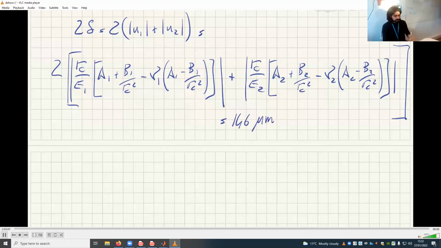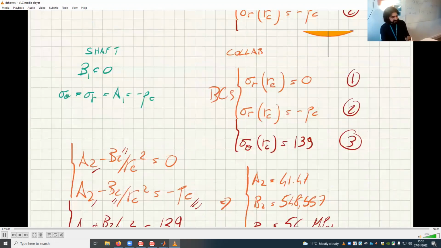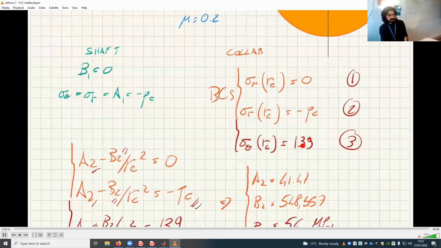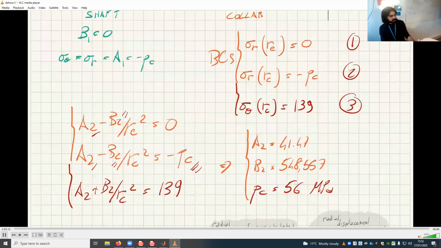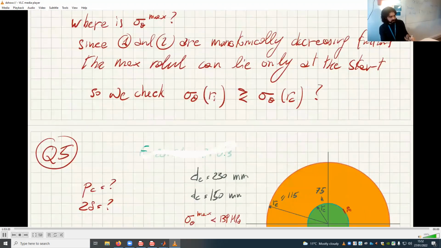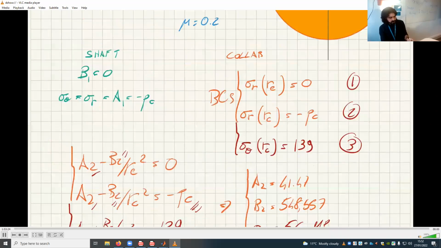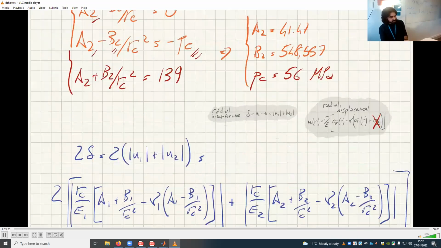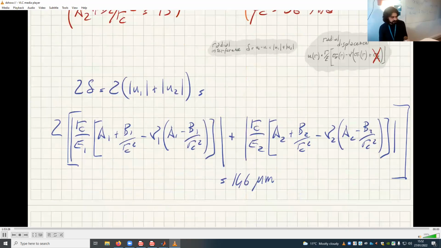We have A1. A1 is minus PC, which is this number that we found. B1 is 0. A2 is this number. B2 is this number. E and Ni are these numbers here. And so we have everything. All right, so these are all numbers. We just have to substitute everything.